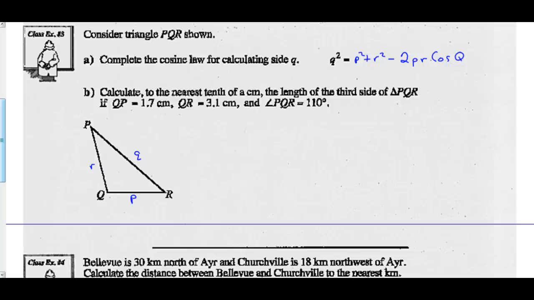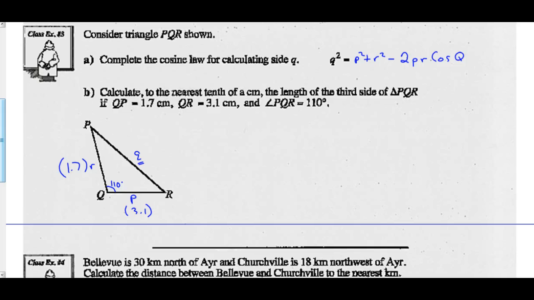Now calculate to the nearest tenth the length of the third side in this triangle. So we know that QP is 1.7. Let's label that. We know that QR is 3.1. And angle PQR right here is 110 degrees. So if I know those things, I'm finding the third side, which is labeled as side q.